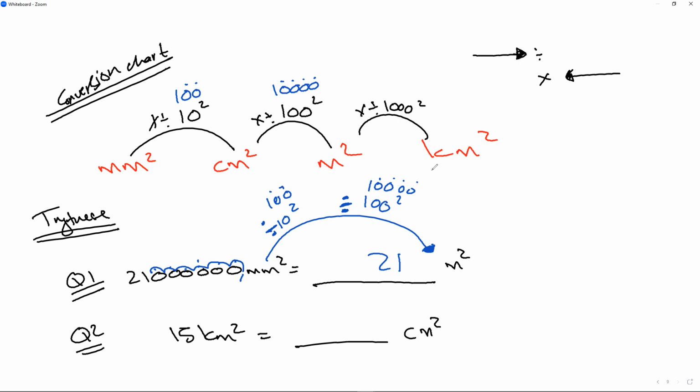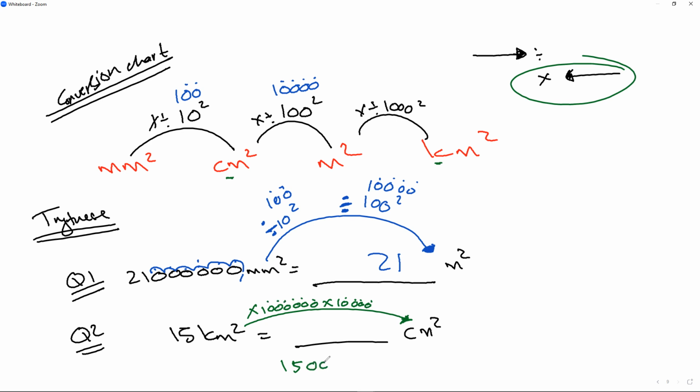Now, let's go to kilometers squared to centimeters squared, going in the multiplication direction. So to go there, remember we're going to multiply by 1,000 squared. What's 1,000 squared? A million. And we're going to go one more, multiplied by 10,000. So this number is going to be huge. It's going to be 15 with that many zeros. 1, 2, 3, 4, 5, 6, 7, 8, 9, 10 zeros. And that's the conversion for that.